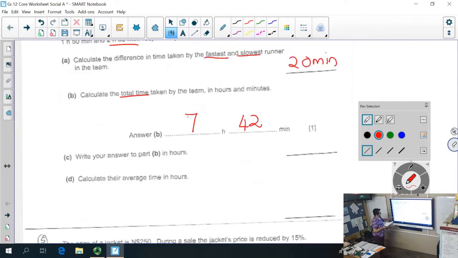Okay, number C. Write your answer to part B in hours. How am I going to change this now to hours? How many minutes in an hour? 60. So we're going to say it is 7 point, and then come on your calculators. What is 42 divided by 60? Point? 42 divided by 6. Yeah, so it is 7.7 as in hours, only in hours.